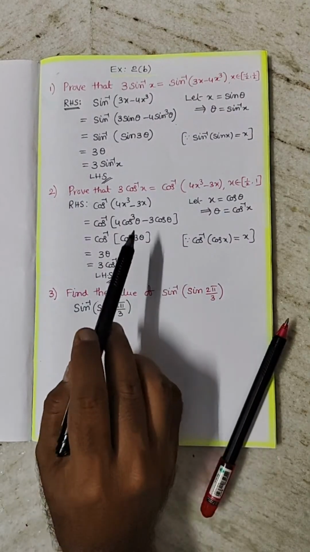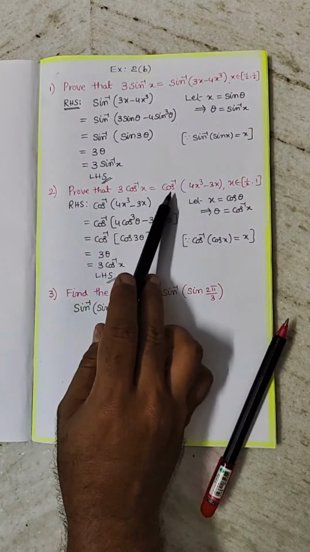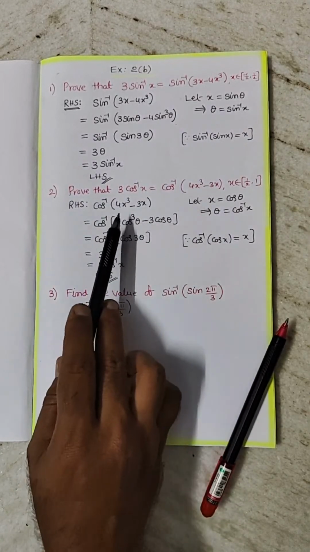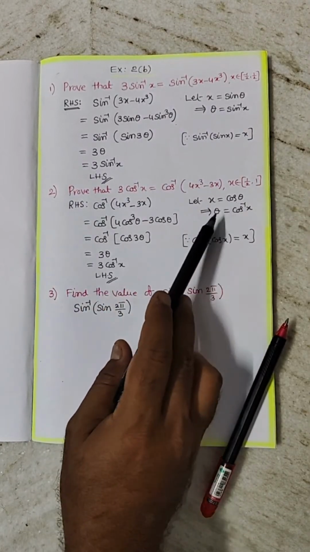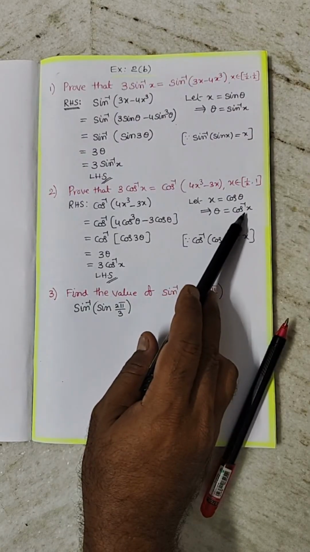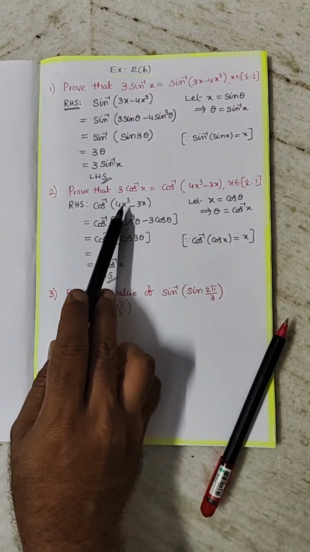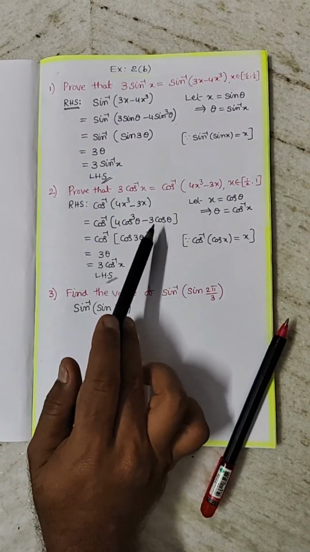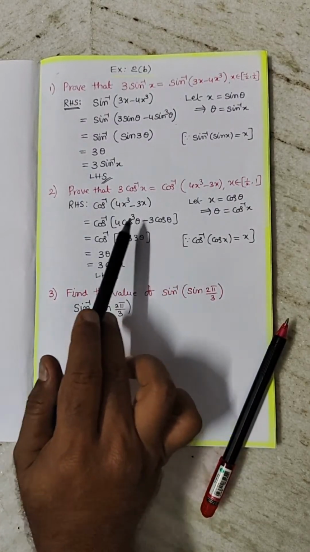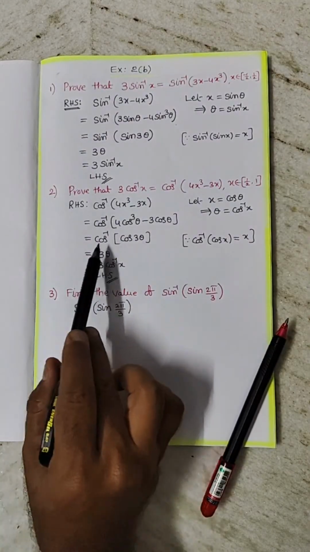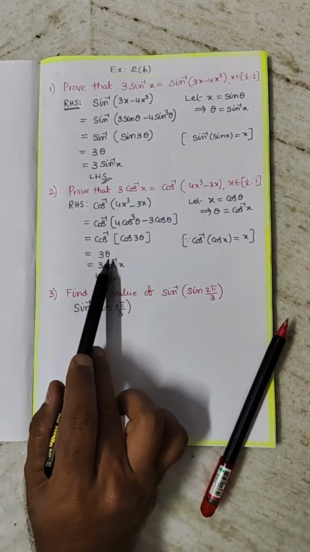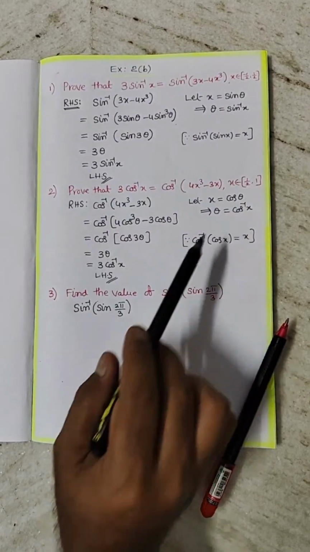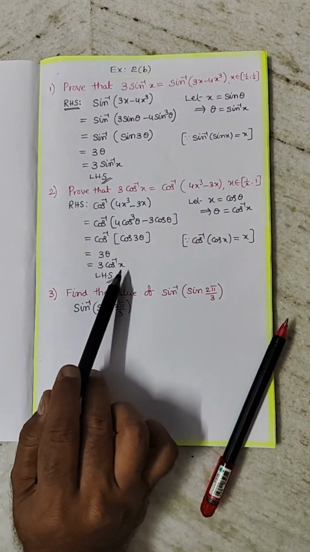Right. In the second question, we are considering first the RHS, cos inverse of 4x cube minus 3x. Let x equal cos theta, then theta equals cos inverse x. Wherever we have x, you replace it with cos theta, then 4 cos cube theta minus 3 cos theta. This is the formula for cos 3 theta. So cos inverse of cos 3 theta gives 3 theta. What is theta here? Cos inverse x. So 3 cos inverse x.